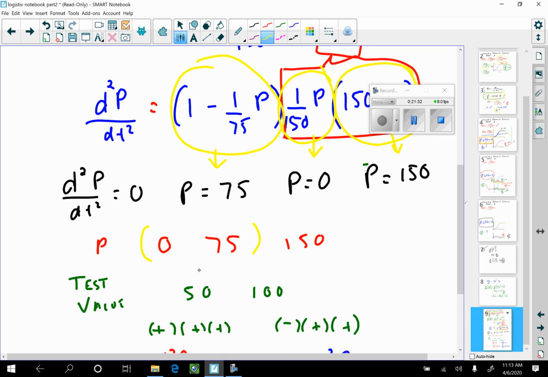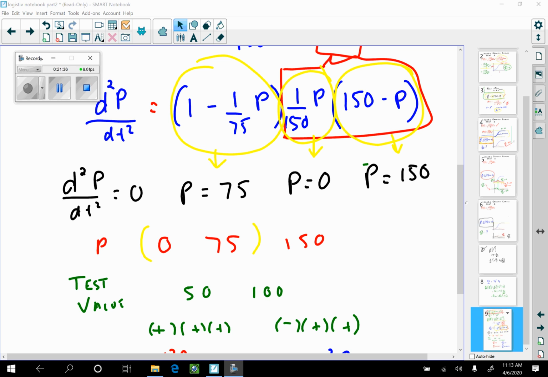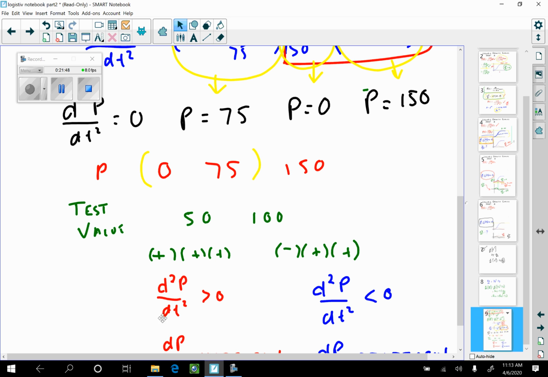if I put 50 into my factored form, let me get this out of here so I can look at my factored form. These are all going to be positive if I put 50 in. 1 minus something less than 1 is positive, positive, positive. What does that tell me? That tells me that the second derivative is greater than 0. And that tells me that the first derivative is increasing.